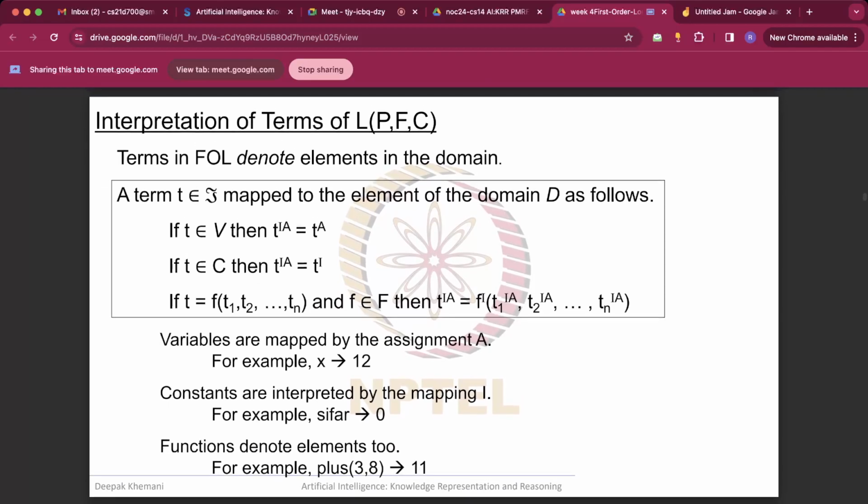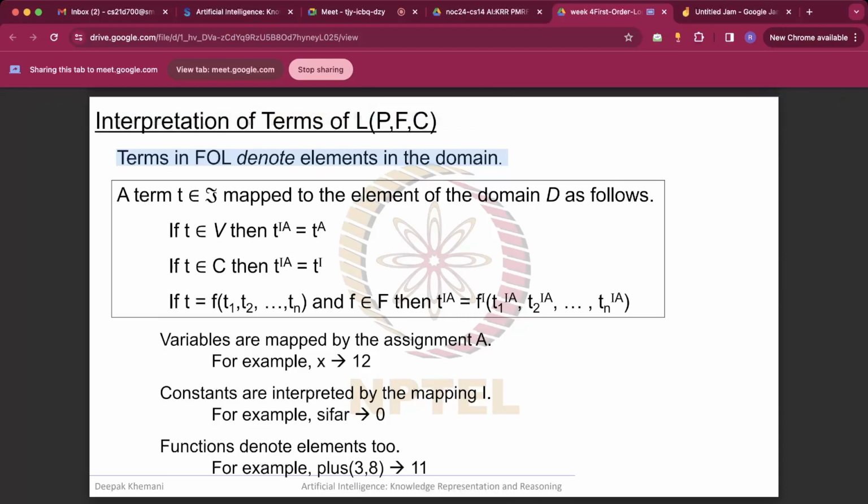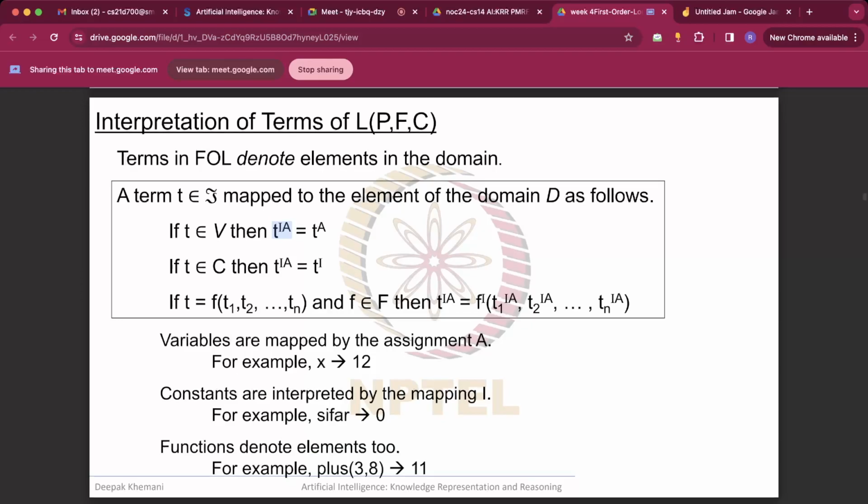Now when you go into the interpretation of terms, terms in first order logic denote elements in the domain. A term is mapped to an element of the domain D as follows. If the term is a variable, then the image of the term in A, okay, what is A over here?